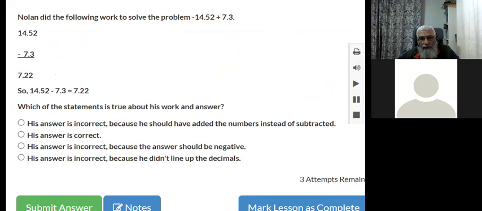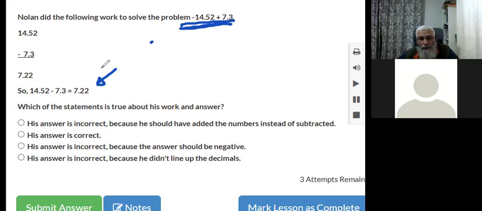This one? Someone did the following work to solve the problem. Negative 14.52 plus 7.3. He did 14.52 minus 7.3, it is 7.22. So he did it positive 7.22. Is this correct? Which statement is true about his work and answer?